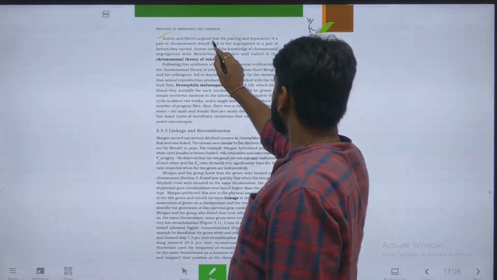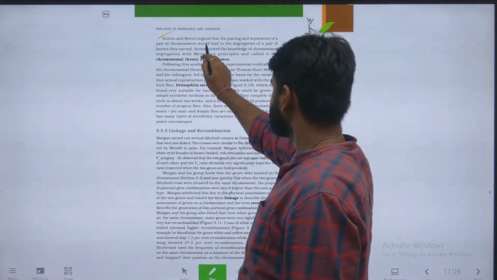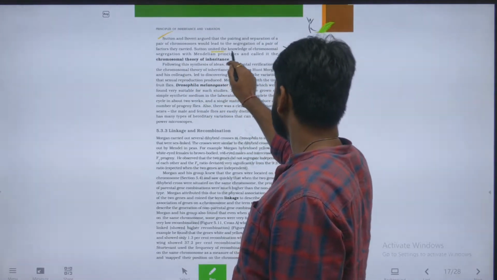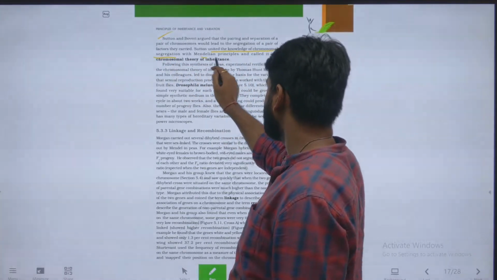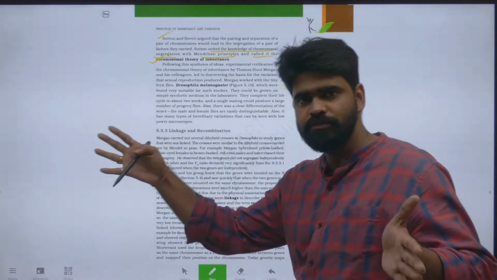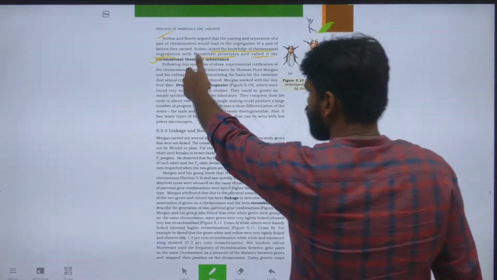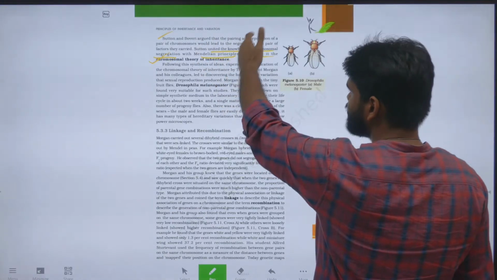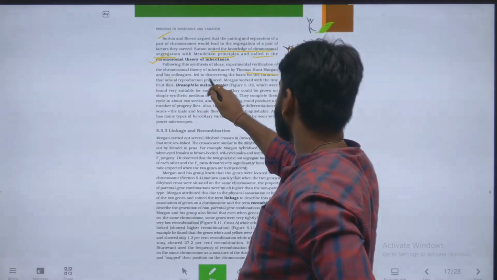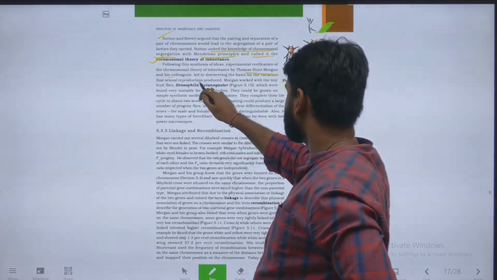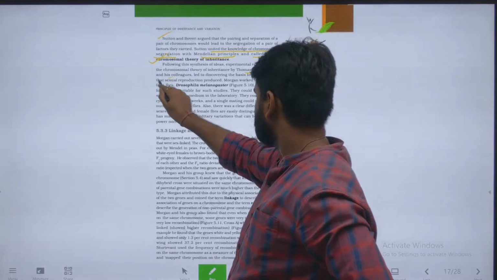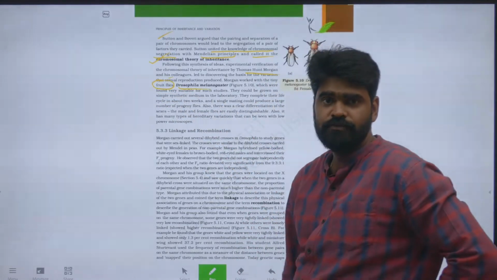Yes. Sutton and Boveri argue that pairing and separation of a pair of chromosomes could lead to the segregation of the pair of factors they carry. Sutton united the knowledge of chromosomal segregation with Mendelian principles and called it how during cell division chromosomes are moving. Right? Following this synthesis of ideas, experimental verification of the chromosomal theory of inheritance by Morgan and his colleagues led to the discovery of the basis of variation that sexual reproduction produces. Morgan worked with the tiny fruit flies called Drosophila.